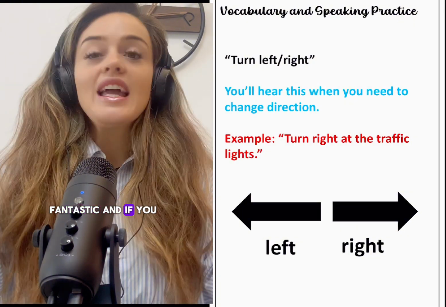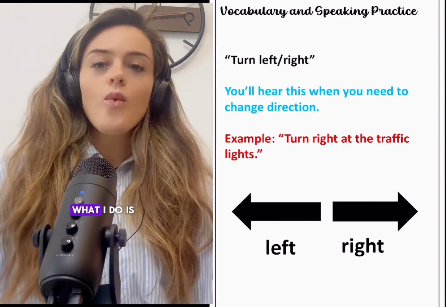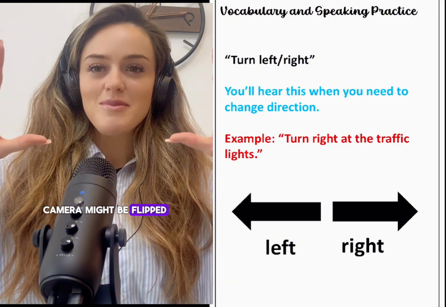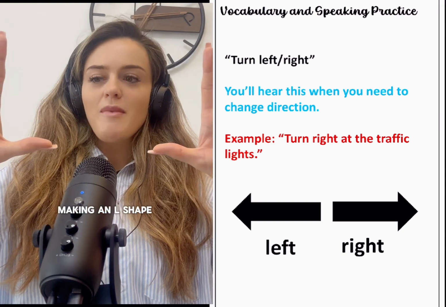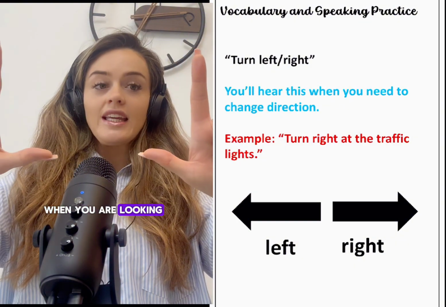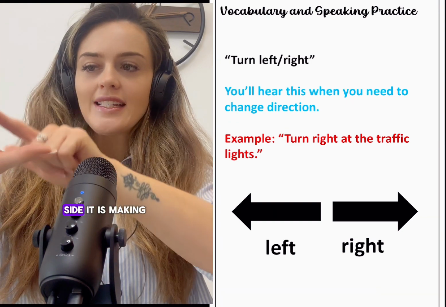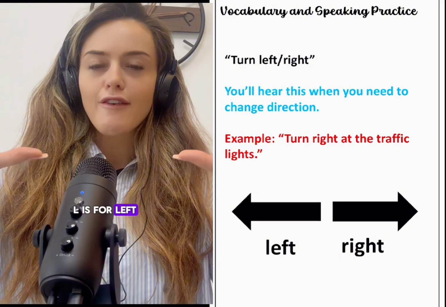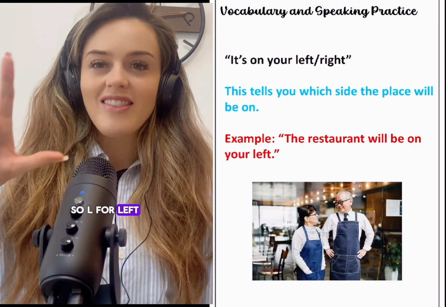Fantastic. And if you are struggling to remember which one is left and which one is right in your language, what I do is this. Now, I don't know if on the video, if you are watching this, I think my camera might be flipped. But if you hold out your fingers in 2 right angles, okay? So you are making an L shape with your finger and your thumb. When you are looking from your perspective at your fingers, on the left-hand side, it is making an L the correct way around. That means that L is for left. On the right, it is showing an L backwards, which you don't want. So L for left.